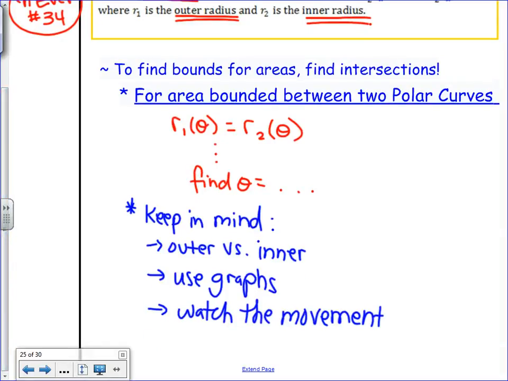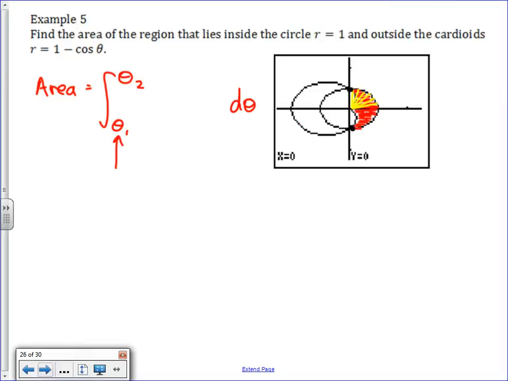Can I go to an example real fast, since we only have a couple minutes? Okay, let's go here. Should we copy this one? Example number 5. I skipped it because it was an area between. Move this out for just a second.